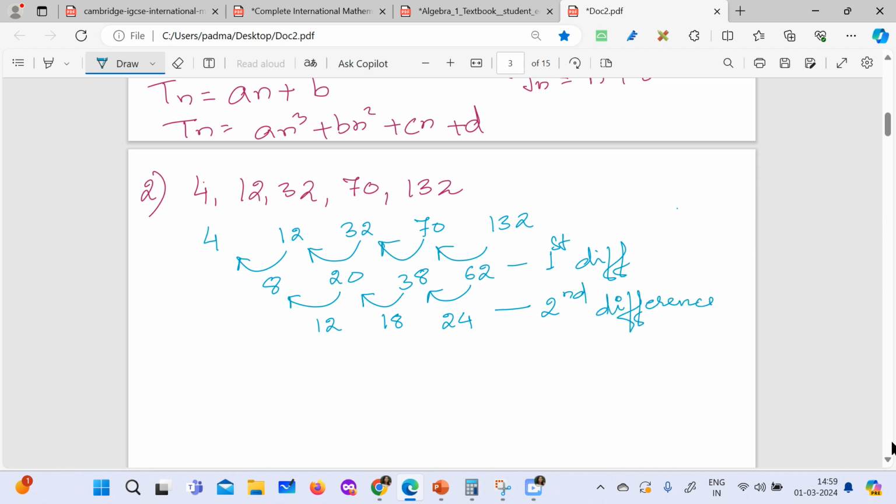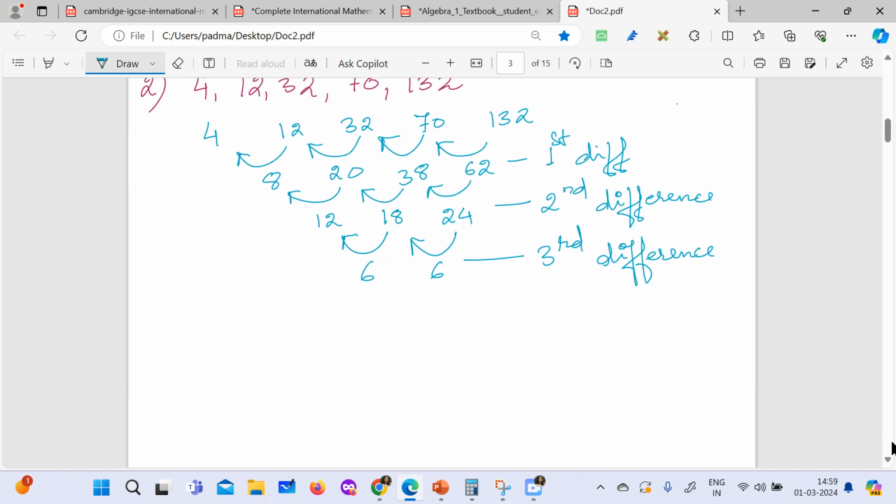So now let's see this. 18 minus 12 is 6, and 24 minus 18 is again 6. So this is our third difference. So this is a cubic sequence. So what is the equation for a cubic sequence?